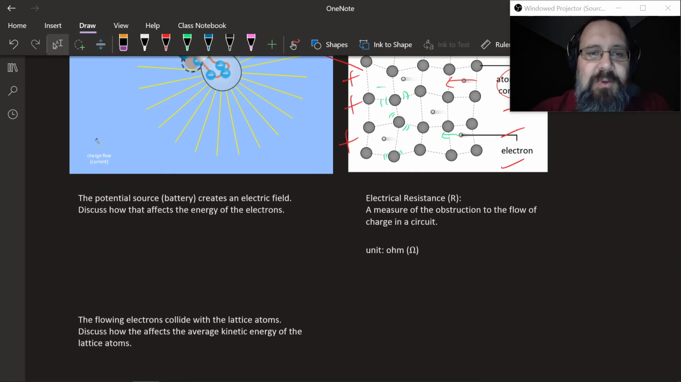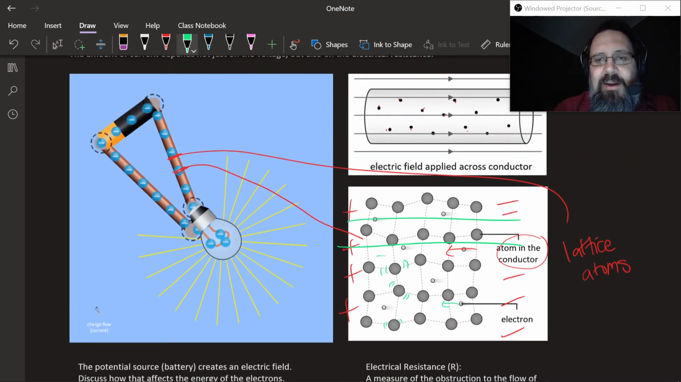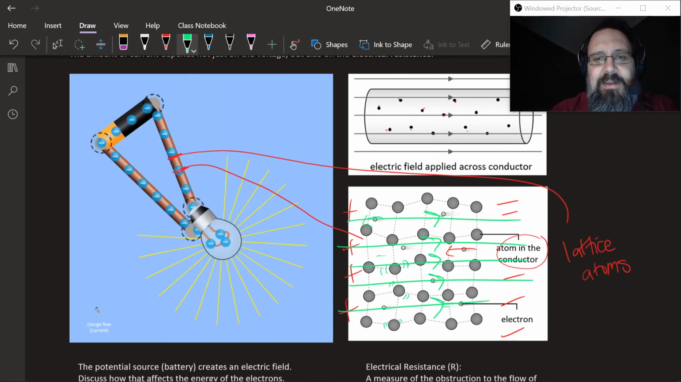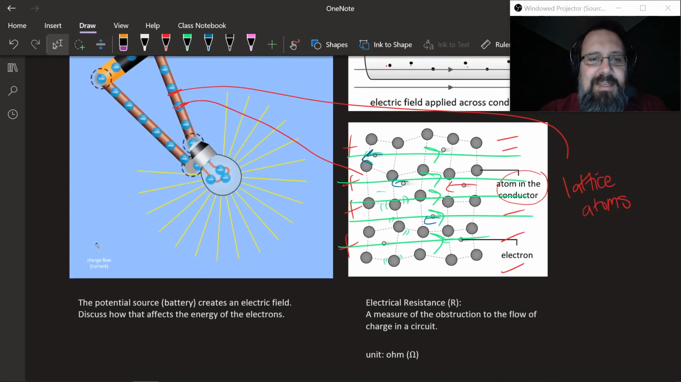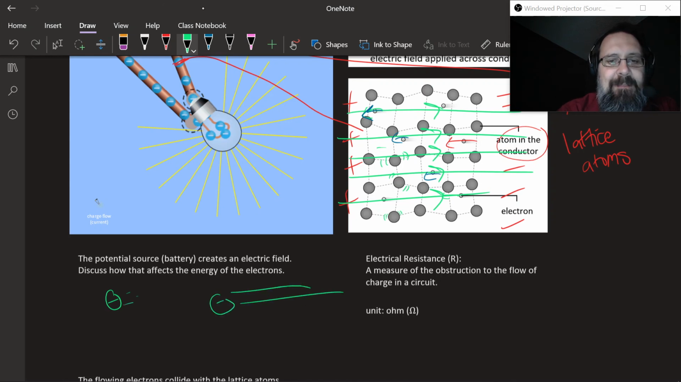All right, so the potential source, the battery, creates an electric field. So we have an electric field inside here. The electric field is pointing to the right because a positive charge would go to the right, but it's not positive charges that move, it's electrons. That's why the electrons are moving to the left, because they are negatively charged. Negative charges go the opposite direction of the electric field. We talked about that last time. Discuss how this affects the energy of the electrons. The electrons are going to go from going slow to going fast. So the electrons gain kinetic energy.